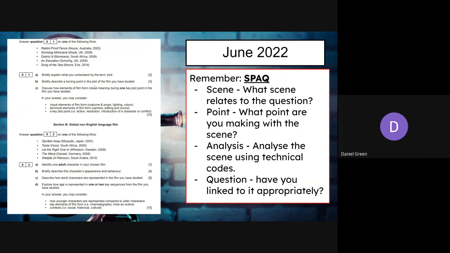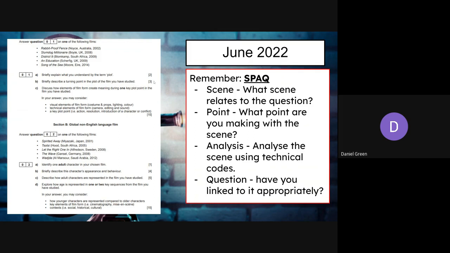So I would consider any moment in which there's a character is faced a challenge or something happens that changes their life dramatically. I would probably go for one of the questions. It could be the very ending question for Jamal. It could be the very starting question. It could be him being questioned in the police precinct. Discuss how elements of film form create meaning in 1 key plot point.